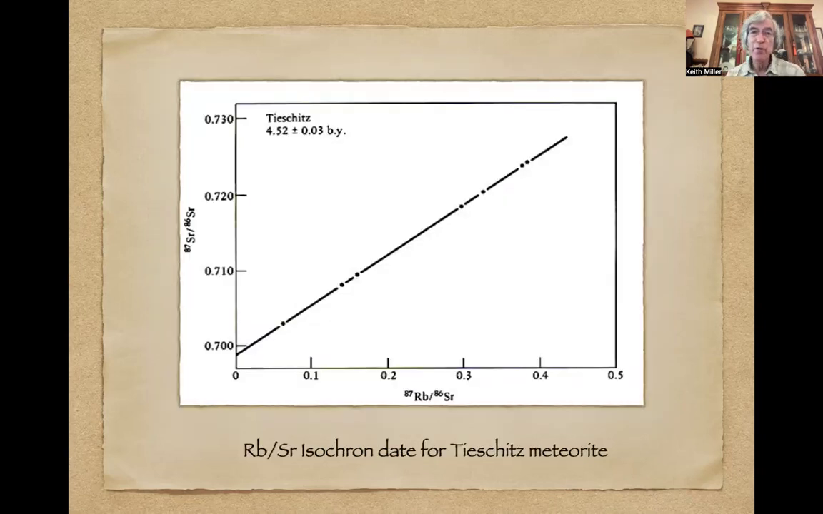This is actually an example of that. This is a famous meteorite, the Tayshit's meteorite, dated by this method. And notice all the points line up. That's not fake. That's actually how the data comes out. That tells you this is a very good specimen, since the numbers always line up in a perfectly straight line. And the slope of that line says that that meteorite was 4.52 billion years old.